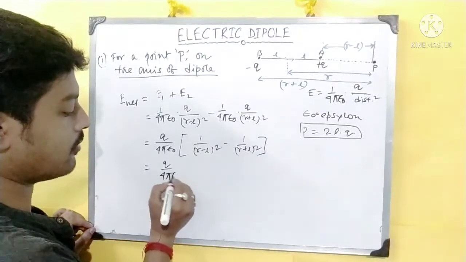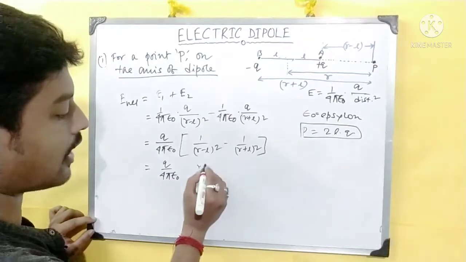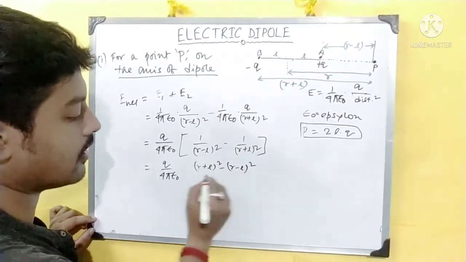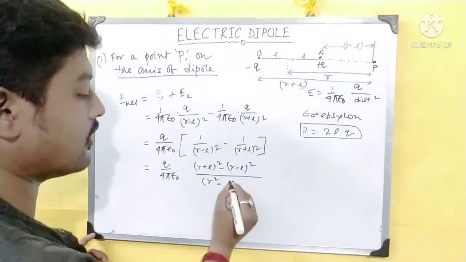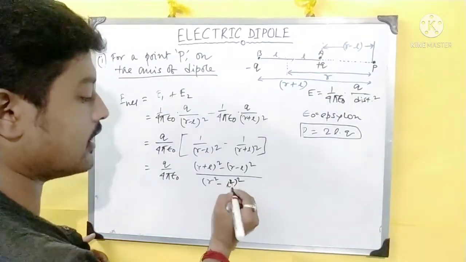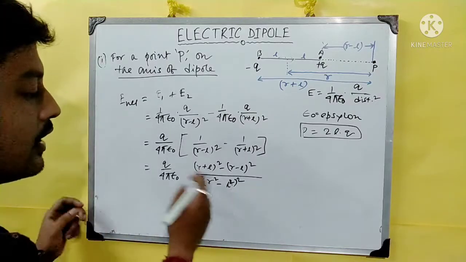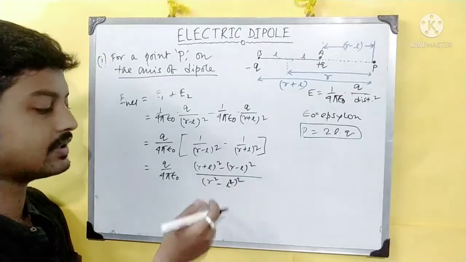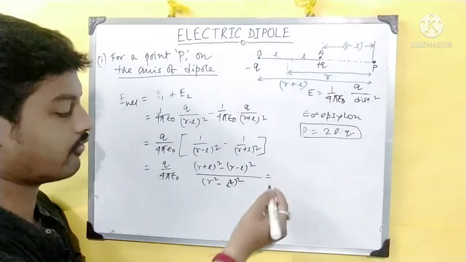So we have to solve this. Solving, we get 1 by 4 pi epsilon 0 remaining, and this upper value will be r plus L whole square minus r minus L whole square. In the denominator we get r square minus L square whole square. Now further calculating this, see this numerator is becoming 4ab, isn't it? a plus b whole square minus a minus b whole square, this is the expression of 4ab.